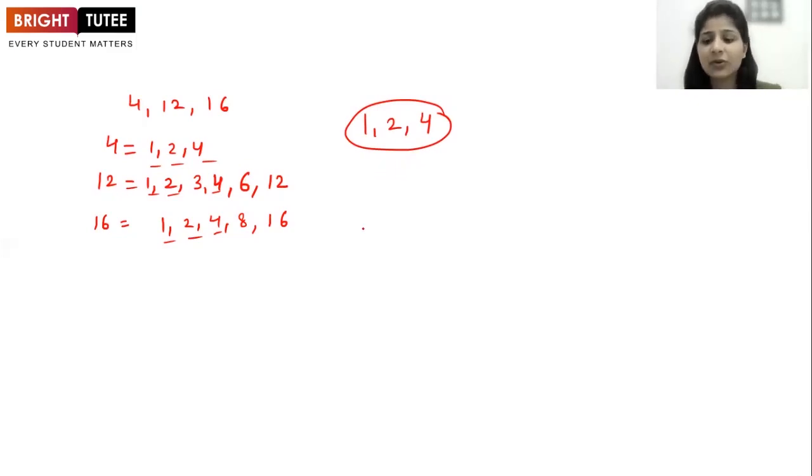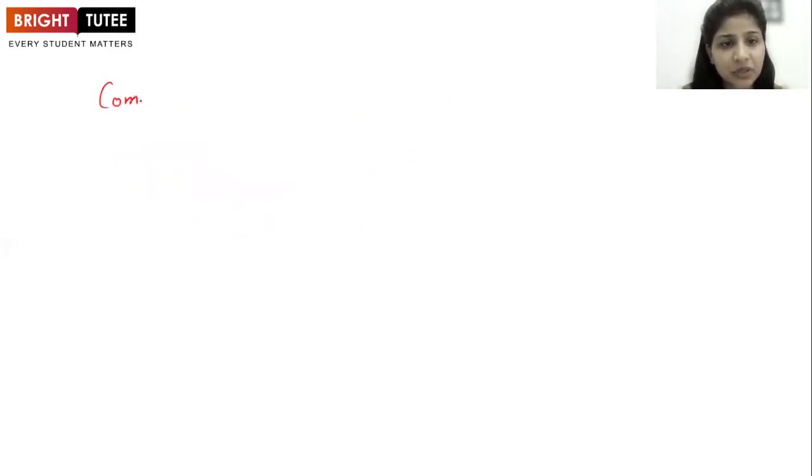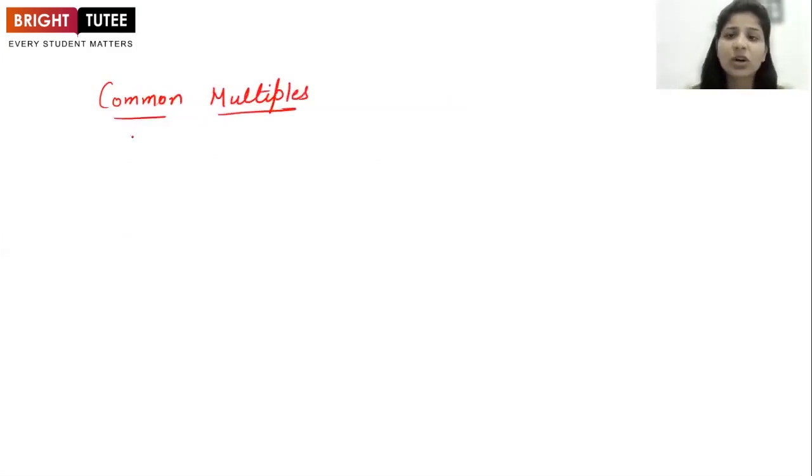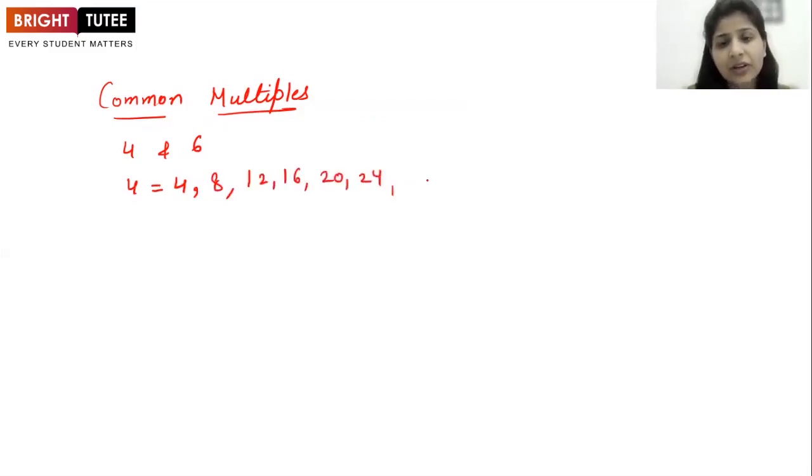What about the multiples? We'll discuss common multiples. Common factors is clear to us now. What about common multiples? Let us talk about 4 and 6. Let's write down some multiples of 4. Multiples of 4 are 4, then 8, 12, 16, 20, 24 and we can write a few more after it.